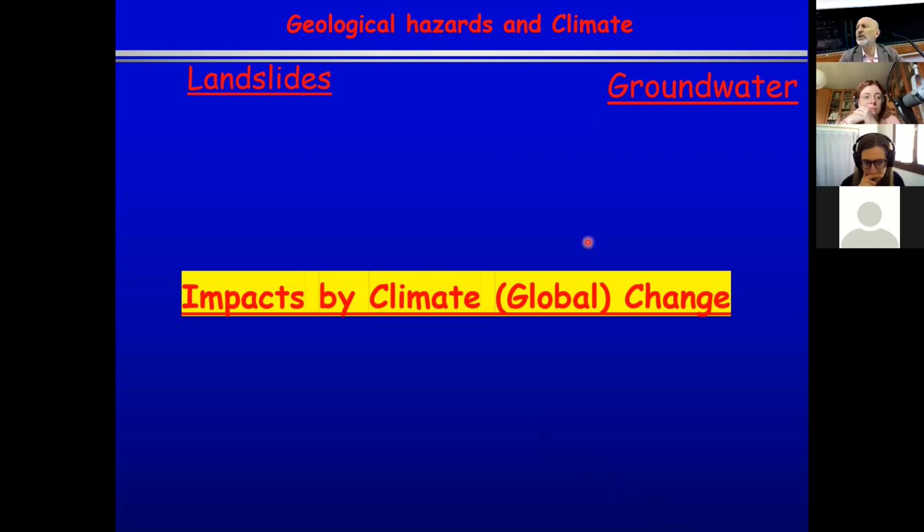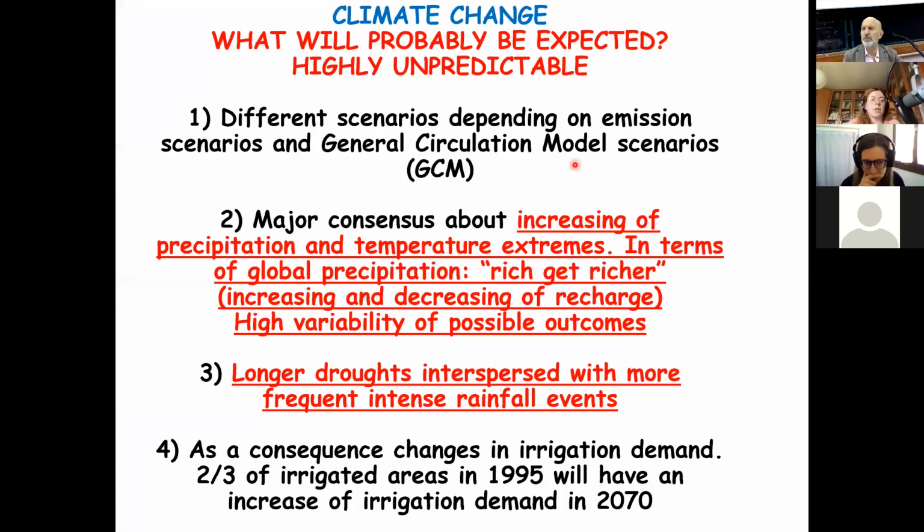So we considered before the aspects related to impacts by climate change, with a perspective both by the landslide process and the groundwater process.